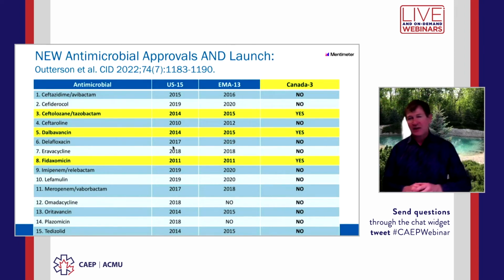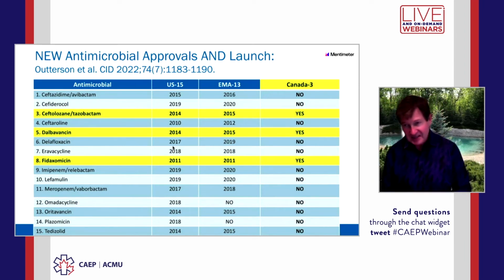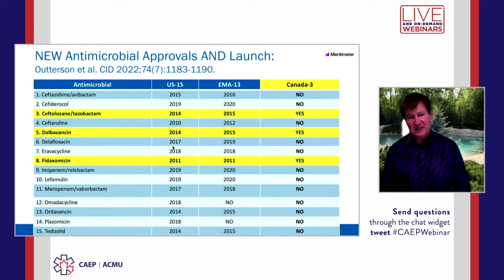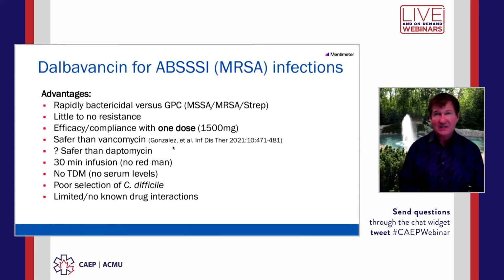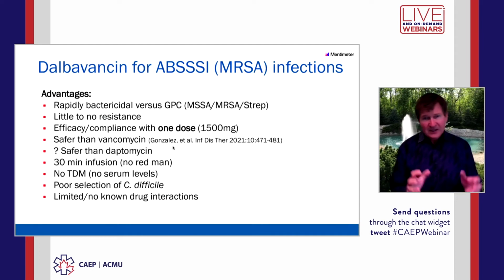But I want to focus on number 5, Dalbavancin. This is a new agent that just came to Canada. And I've been around for 35 years, living, breathing antibiotics and treatment of infectious diseases. We have never had an antibiotic like Dalbavancin for any infection, including skin soft tissue infection. So what I've done is I'm going to summarize my thoughts on this drug in 2 slides.